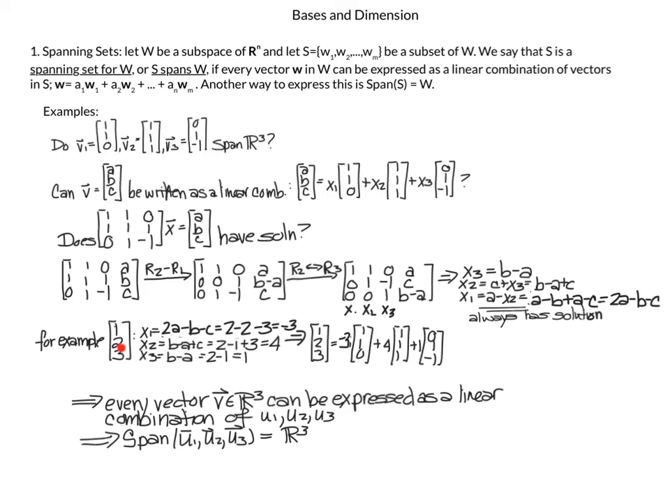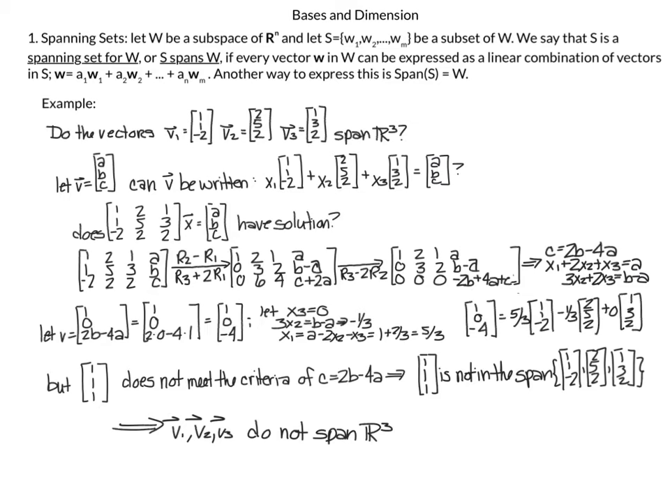So for example, (1, 2, 3): I plug in for x1, 2a is 2 times 1, minus b, which is 2, and minus c, which is minus 3. And I get x1 is equal to minus 3, x2 is equal to 4, and x3 is equal to 1. And you can see that (1, 2, 3) is equal to minus 3 v1, plus 4 v2, plus v3. So these three vectors, which for some reason I named u1, u2, u3, but it's really v1, v2, and v3, do span R3.